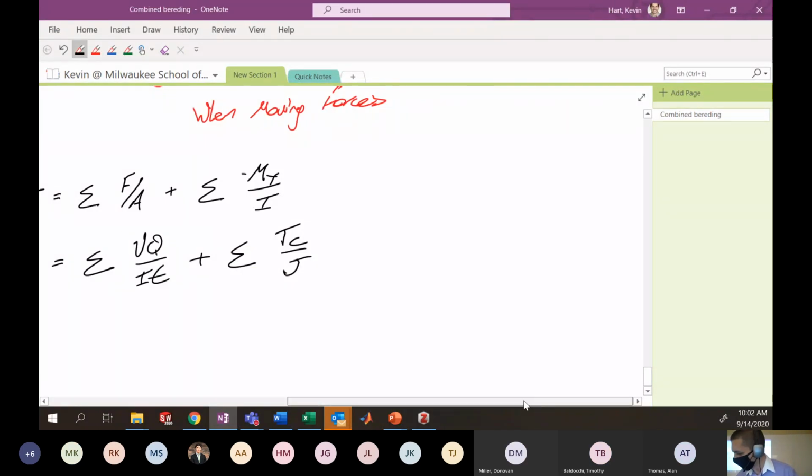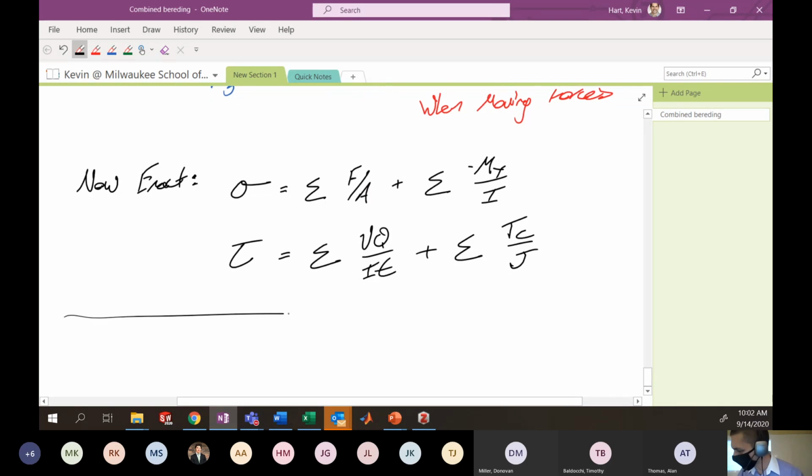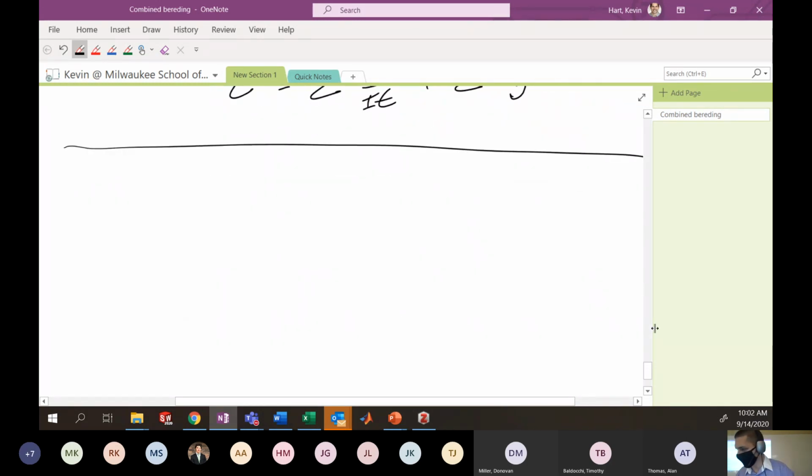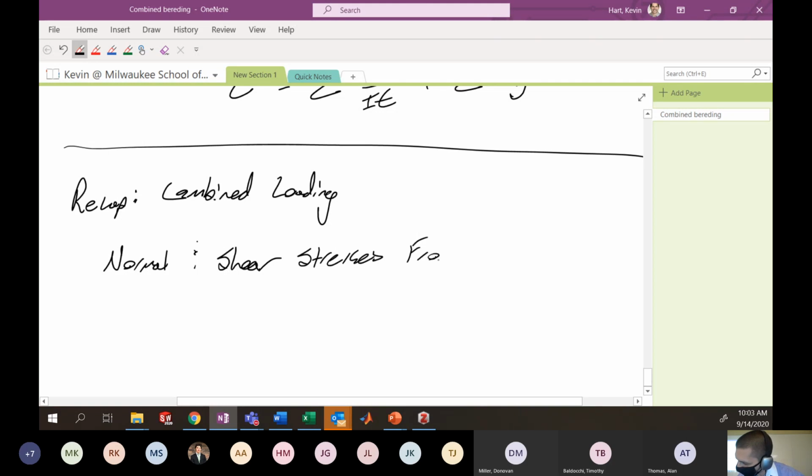Okay, so let's do a quick review of where we were last time and what we did. Let's recap here with combined loading. All right, we said that loads, forces and moments on a structure can create both normal and shear stresses, from loads and moments.